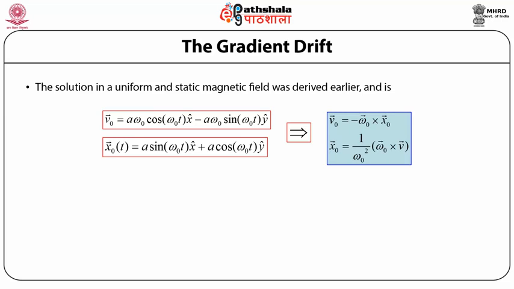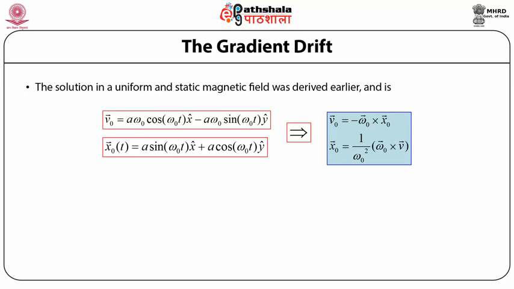So, on taking the cross product of the above equations with ω_B, which is a vector along the z direction, we have V = −ω_B × (x − x₀), and x − x₀ = (1/ω_B²) ω_B × V.